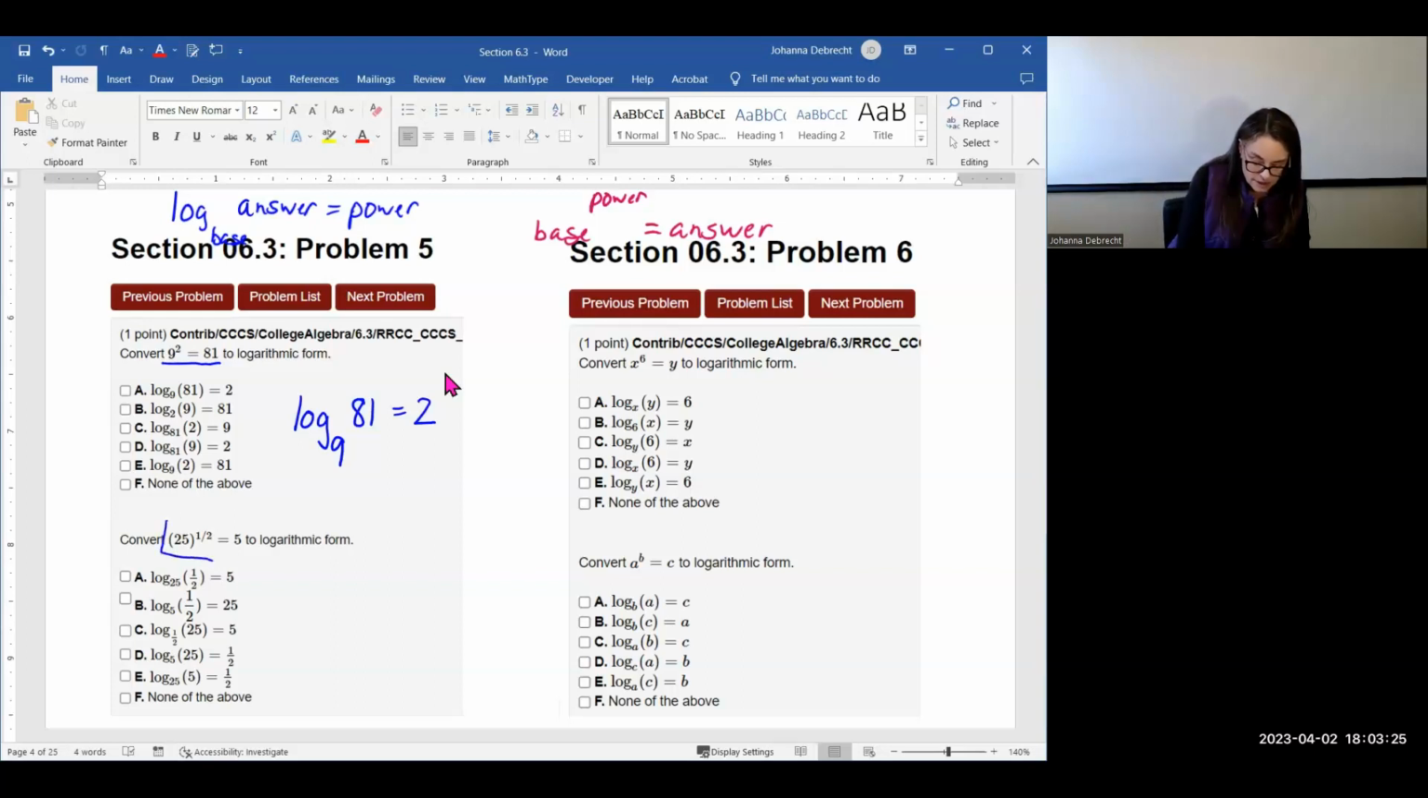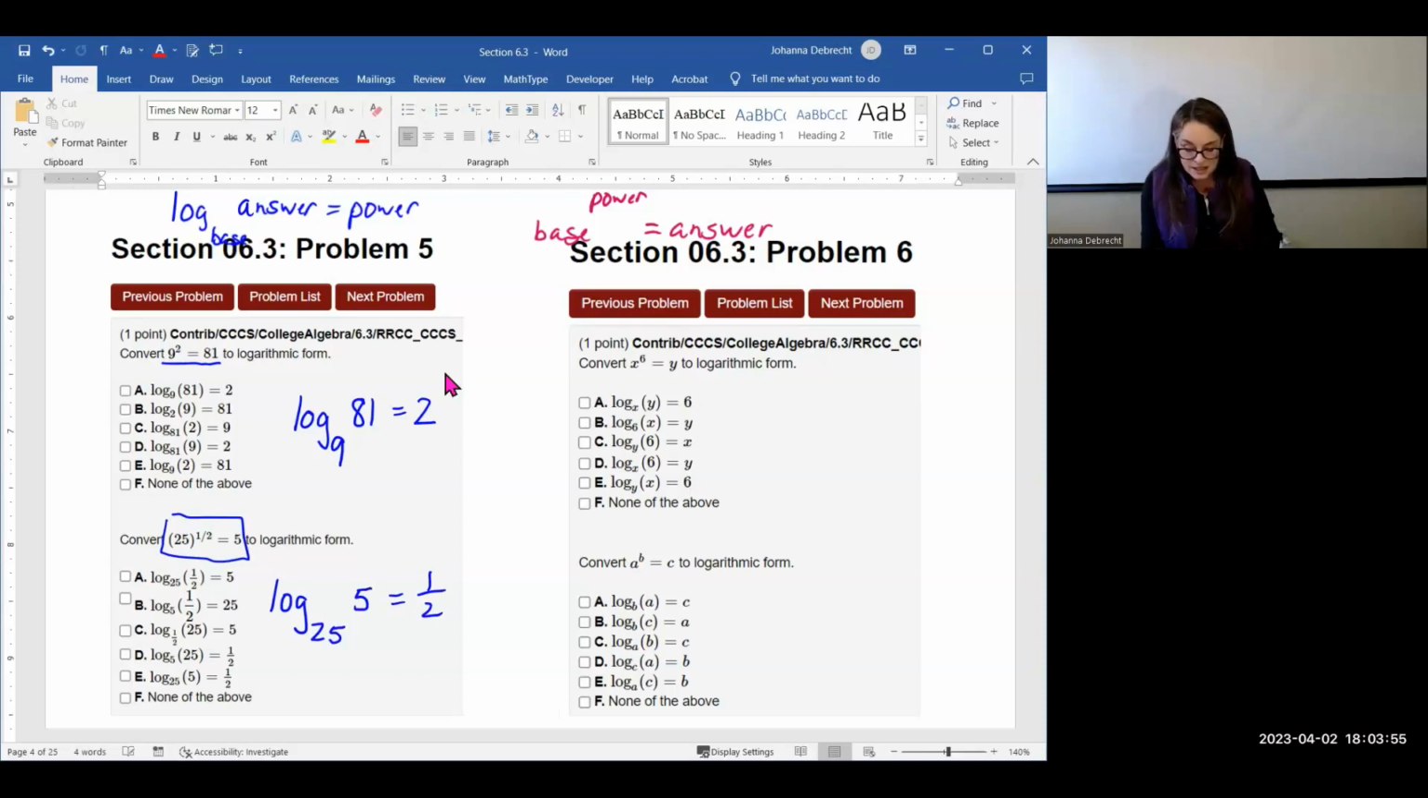Now I want to convert this next one right here to logarithmic form. So I have 25 to the 1/2 power, which is really the square root, equals 5, which is true. The square root of 25, the principal root, is 5. So the base is 25, which is not 10 or e. So I write log, then put the base below and to the right. The answer is 5, and the power is 1/2.